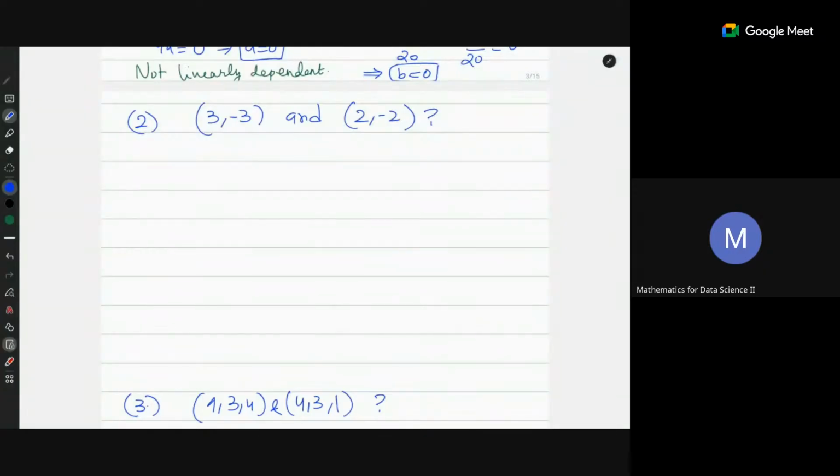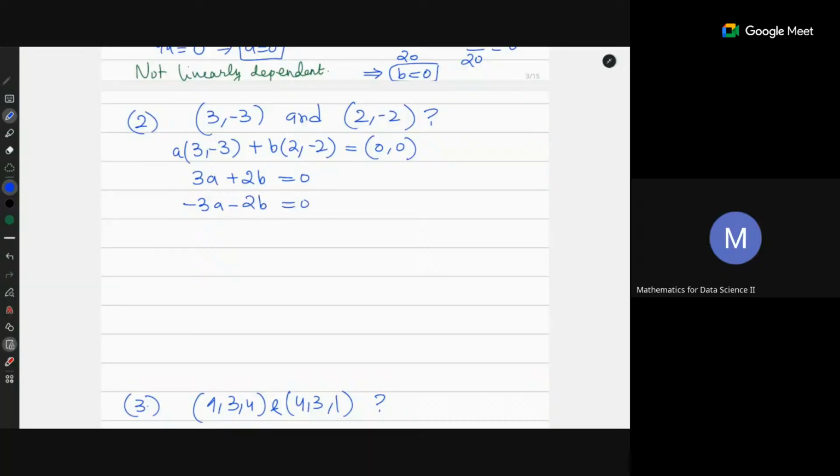So now again, write down their combination equal to 0 vector. All right. Now we need to find out A and B, and not both of them should be 0. That is the condition in order to say that they are dependent. So solve them. So we will get 3A plus 2B equal to 0, minus 3A minus 2B equal to 0.